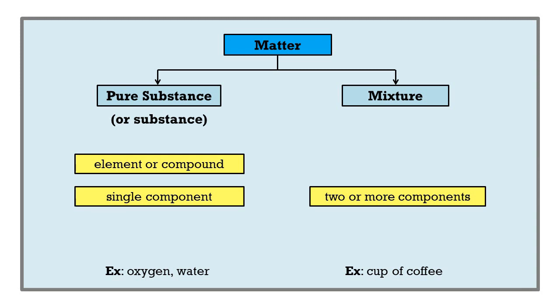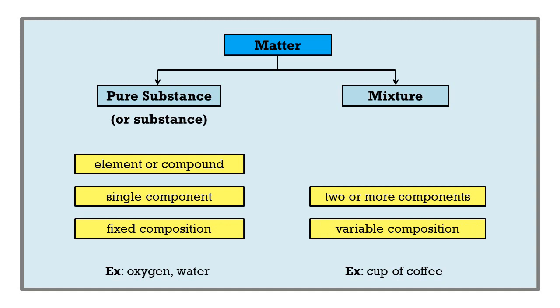Moreover, a pure substance has a fixed composition while a mixture has a variable composition. Ang ibig sabihin ng fixed composition is that yung composition niya ay hindi nagbabago from sample to sample. For example, ang water mula sa faucet at ang water mula sa ilog ay parehong may formula na H2O. Water will always be composed of two atoms of hydrogen and one atom of oxygen regardless of the sample source.